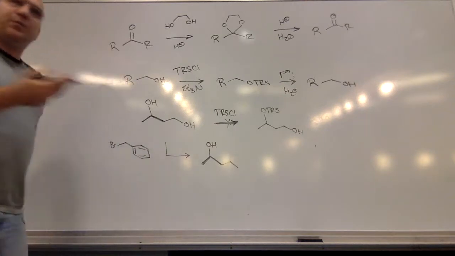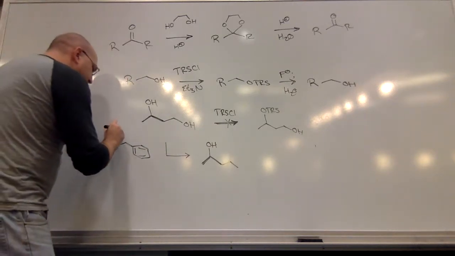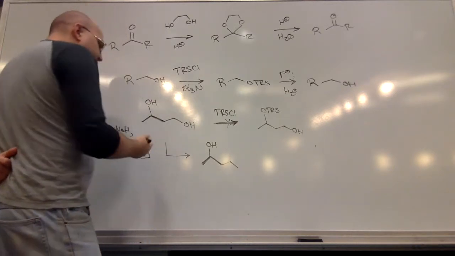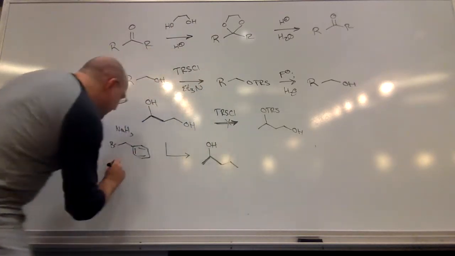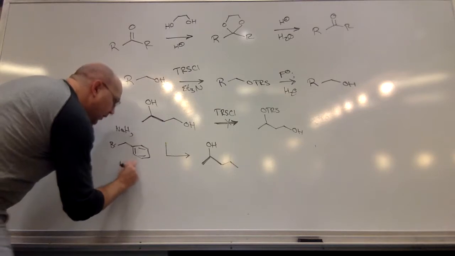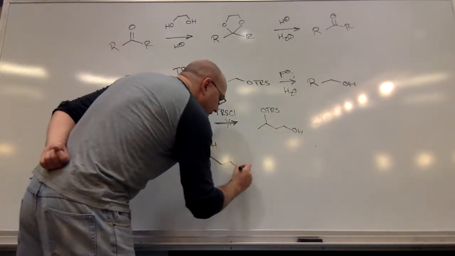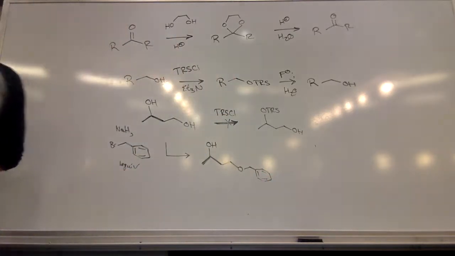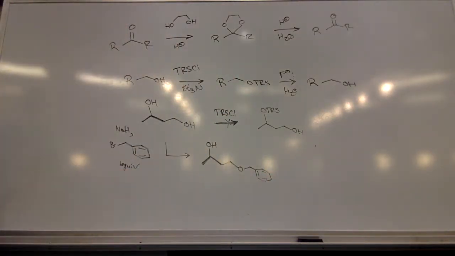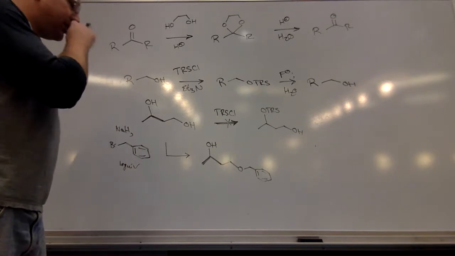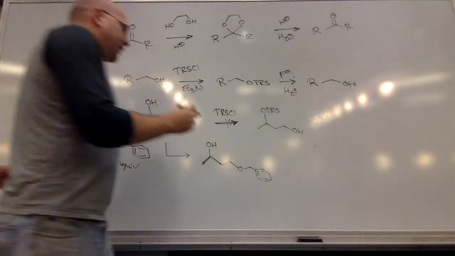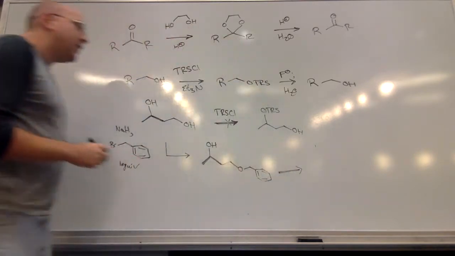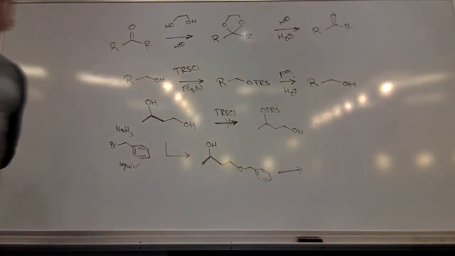So maybe we would treat this with some base, sodium hydride, followed by benzyl bromide, and one equivalent. And maybe we get a bit of selectivity for that molecule there, right? Just based upon sterics. Whether or not we really would, I'm not going to worry about that. We'll go with the spirit of it today. Okay. Now what you can do is put on the silyl group.